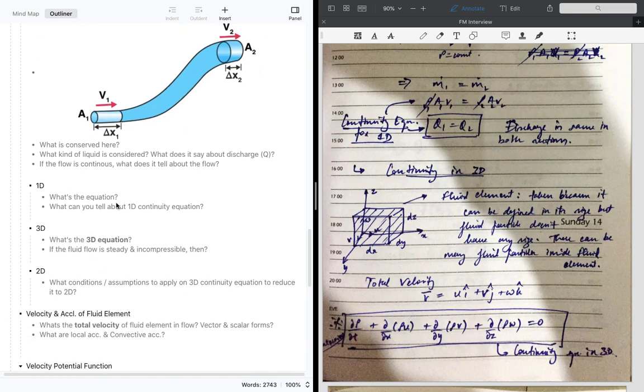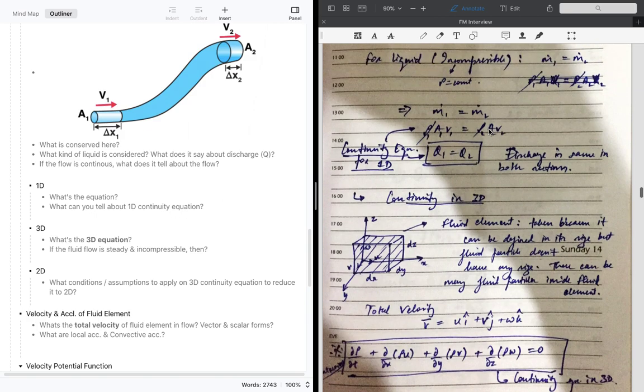So in 1D, what is the equation? As you can see, Q1 is equal to Q2. What can you tell about the 1D continuity equation? The 1D continuity equation means the mass flow is the same in both sections, and the discharges are the same, and this is basically incompressible, steady, and uniform flow.